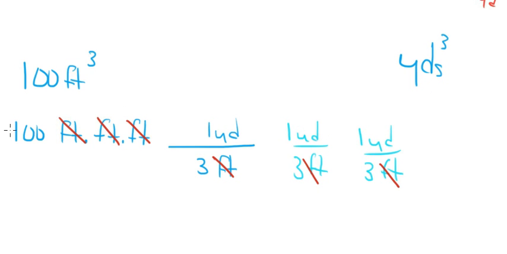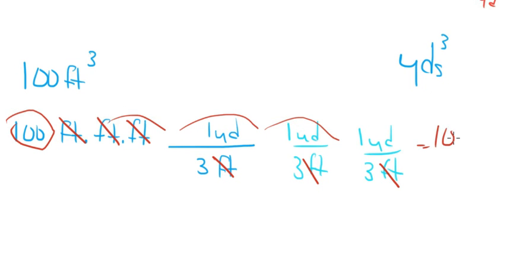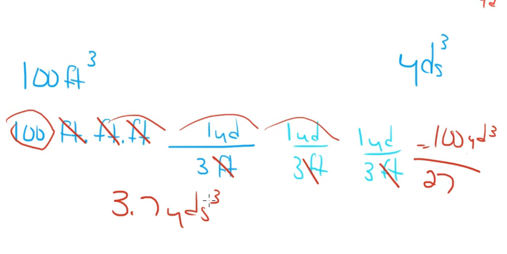I multiply 100 times 1 times 1 times 1, and I get 100. Okay, and it's going to be yards cubed because that's my unit of measure. And 3 times 3 times 3 is what? 27. So if I divide 27 into 100 yards cubed, what do you think I get? It's going to be 3.7 yards cubed. They don't want to round it. Does that make sense? Oh, they did round it, didn't they?